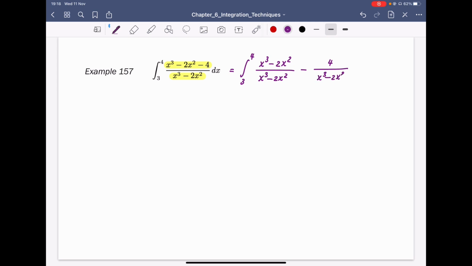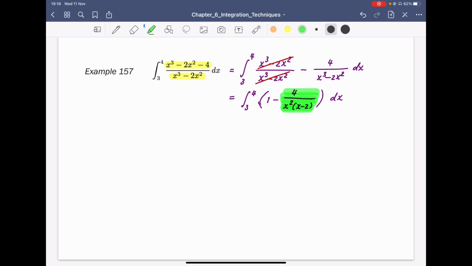The reason why I do this is because on the first term I can cancel out this thing, and then I am going to have the integral from 3 to 4 of 1 minus 4 over x cubed minus 2x squared, which I can pull out x squared and then factor out. It's going to be 4 over x squared times x minus 2. Good. So now you can see that on the second term here, 4 over x squared times x minus 2, I can use the partial fraction technique on this term.